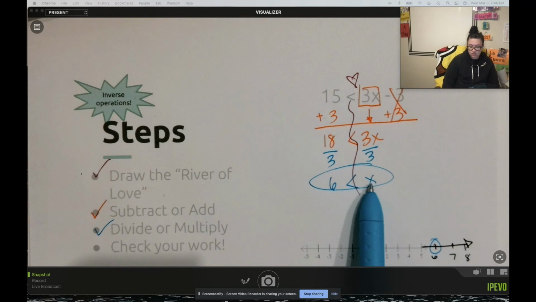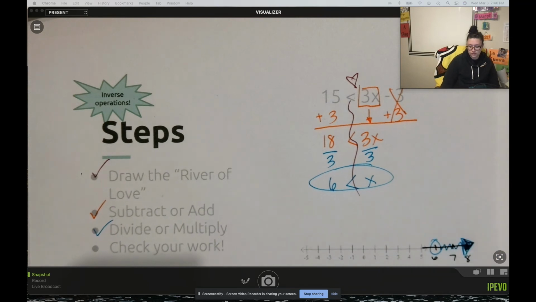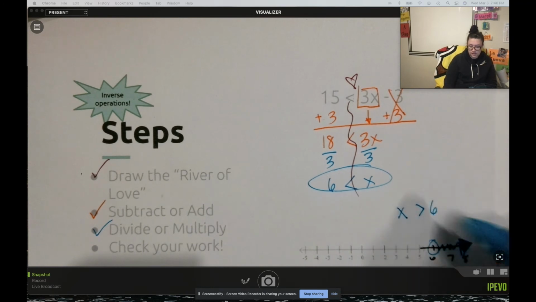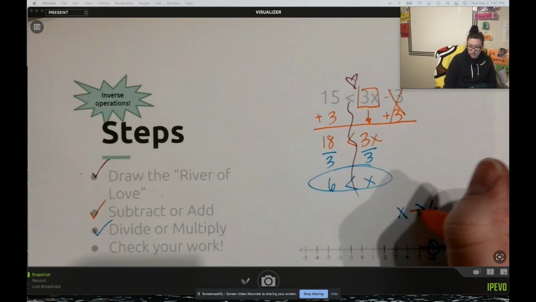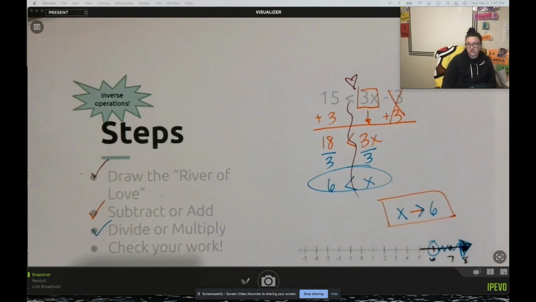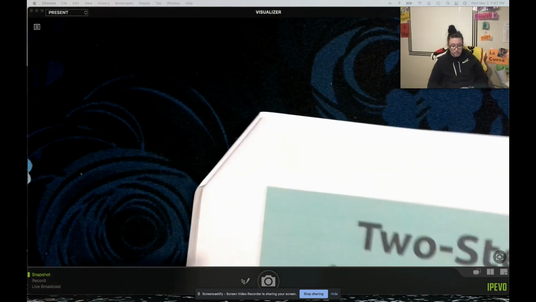X is greater than 6. So I should shade to the right because it's greater than. If you'd like to rewrite it, x is bigger than 6, and then draw your arrow to see which way to shade. That's another trick to help you remember what direction to go. Or maybe just recognize that x needs to be bigger than 6, so I shade the numbers bigger than 6. Whatever floats your boat, whatever helps you understand just a little bit better.